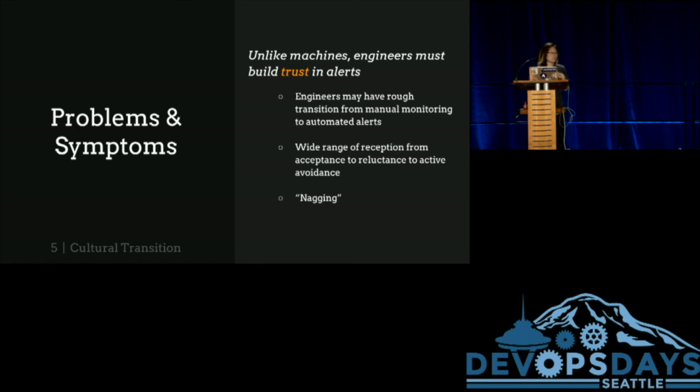I've definitely noticed in my org that engineers who are especially used to doing manual monitoring, or who have some scripts here and there for the service that they own, have a very rough transition to automated tooling around alerting and monitoring. I've had a literally huge range of reception in the last year, from acceptance to reluctance to active avoidance. I need to go chase them down.